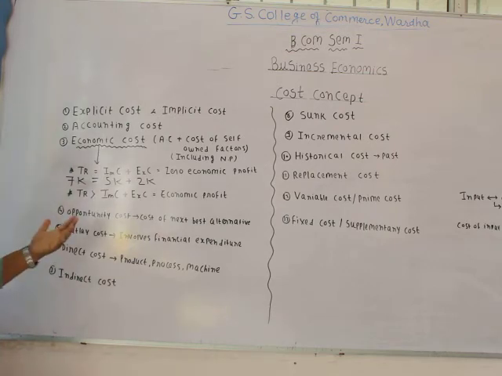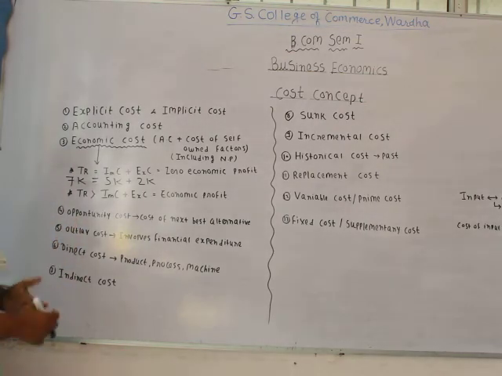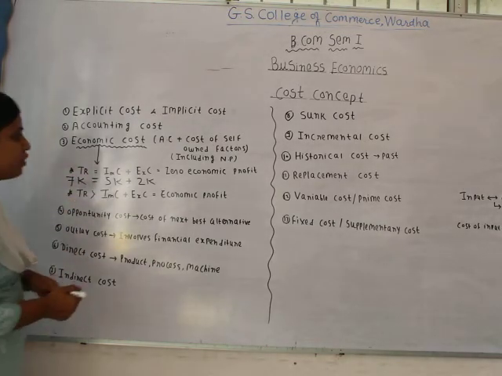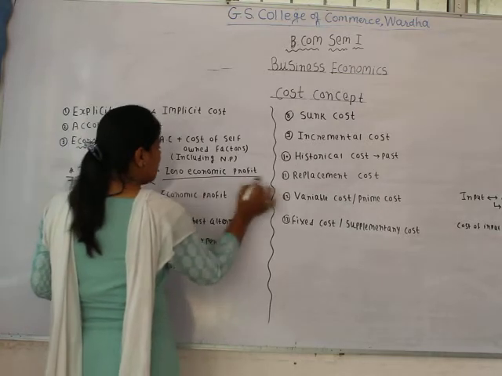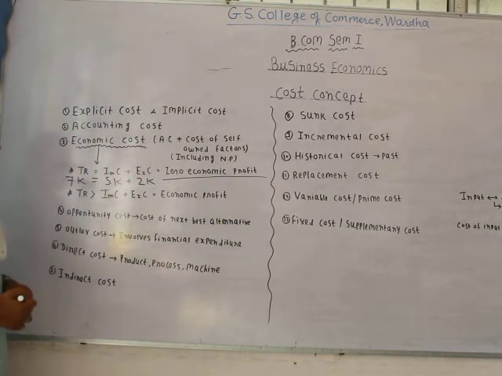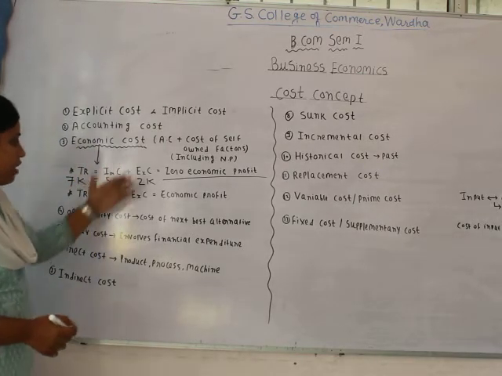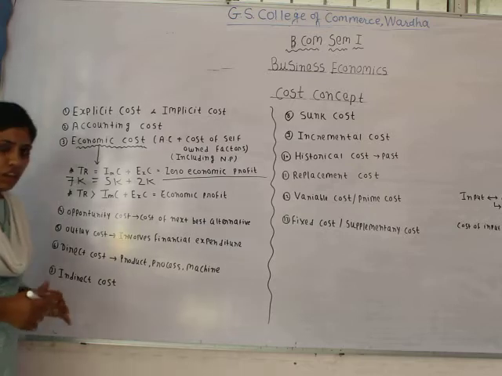So would you be in a profitable situation? Are you earning any profit over here? No, you are not earning any profit. You are at zero economic profit if your total revenue is equal to the sum of your implicit cost plus explicit cost. Now take another example.